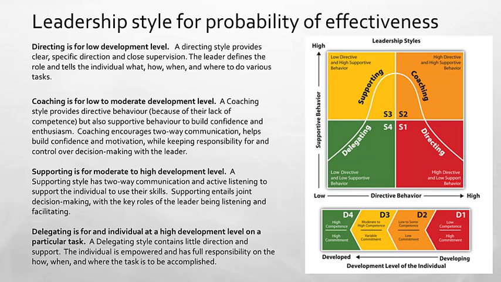The coaching model, so it's for low to moderate development levels. So a coaching style provides directive behavior because of their lack of competence, but also supportive behavior to build confidence and enthusiasm. Okay, this is where we really start to teach them how to do the role on their own, which means we've got to scale back a little bit on the support that we're starting to offer if we're going to be able to get them over into that supporting quadrant.